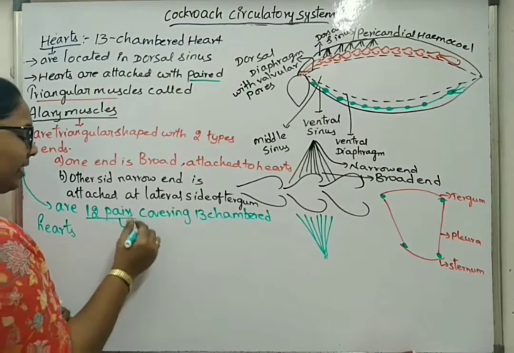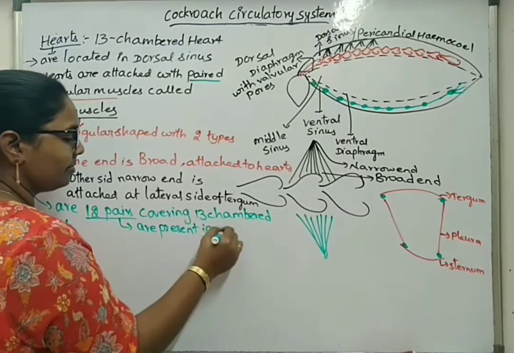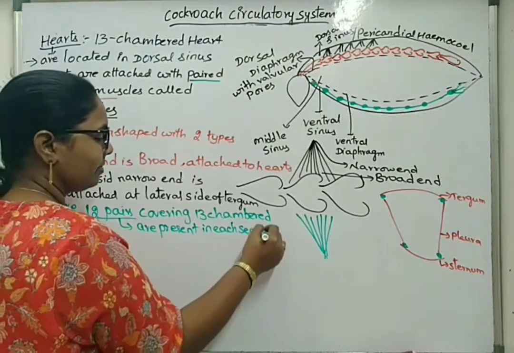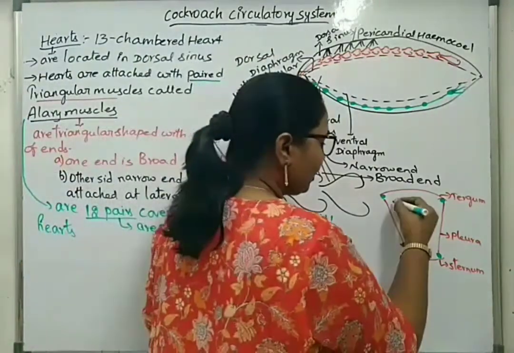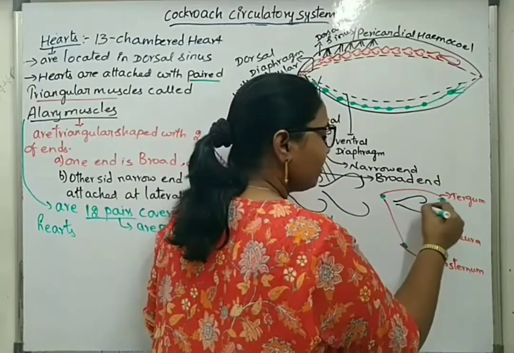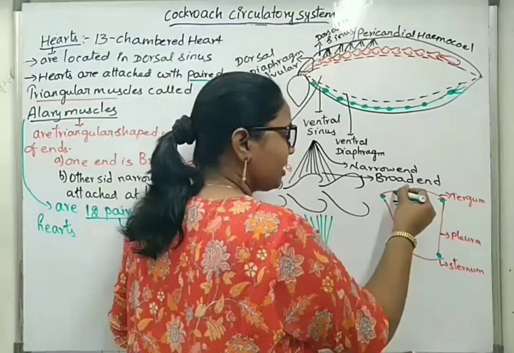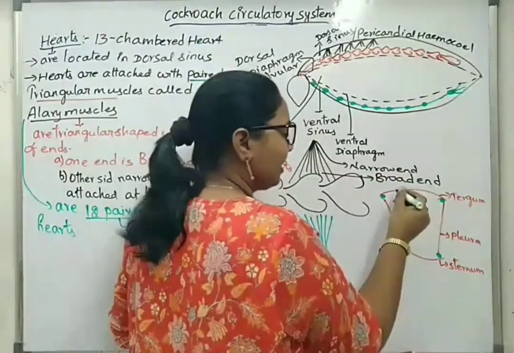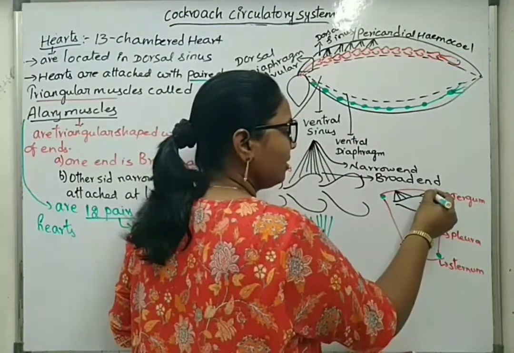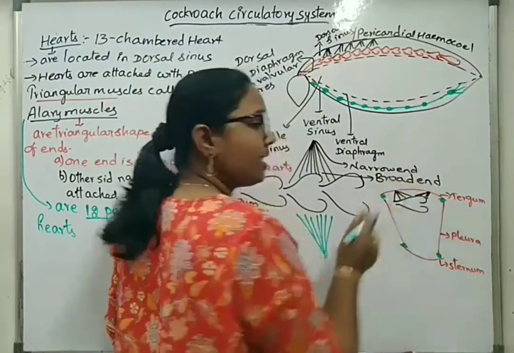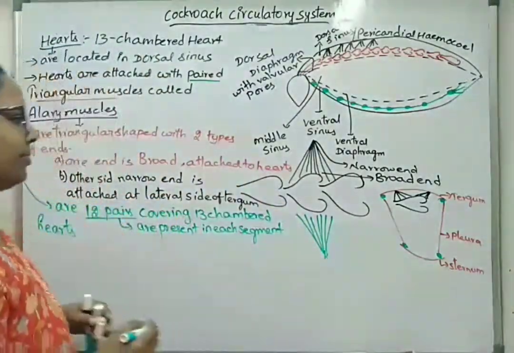So these are present in each segment. Next, coming to this diagrammatic representation. Suppose think that this is one segment. Then alary muscles are present on the lateral side of the diaphragm, like this. These are pairs. From either side these are attached like this.